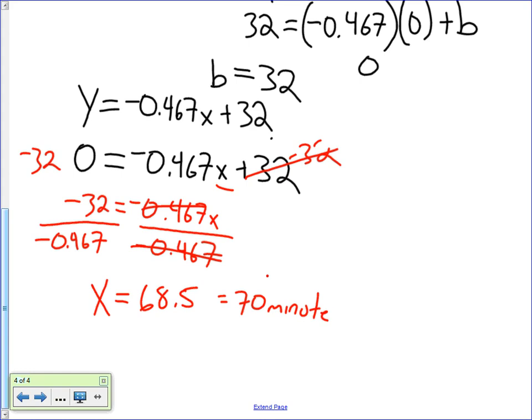So if we wanted to figure out how long it would take to empty the pool, we've applied our equation once we know the equation, and we know that it'll take about 70 minutes for the depth of the pool to be equal to 0. And so that's how we can use the partial linear equation of a line, y equals mx plus b. That's how we would solve for b, and that's how we can use it to answer questions.